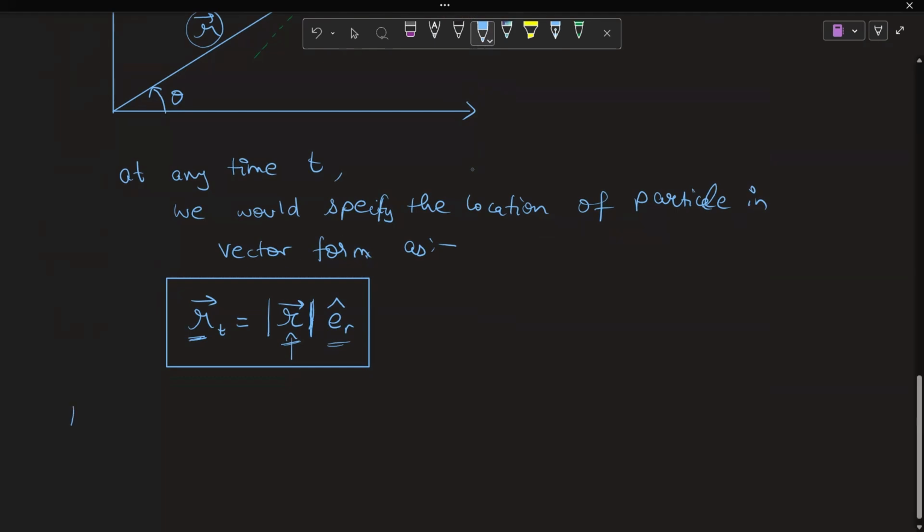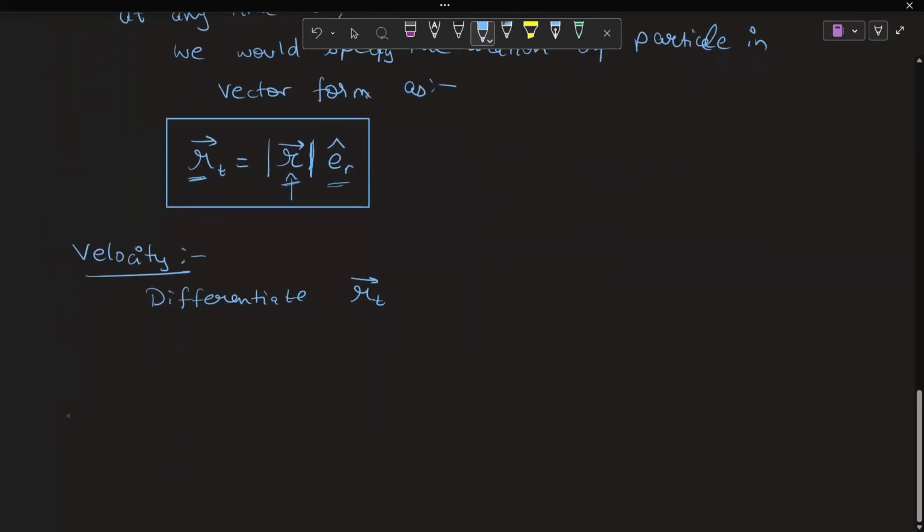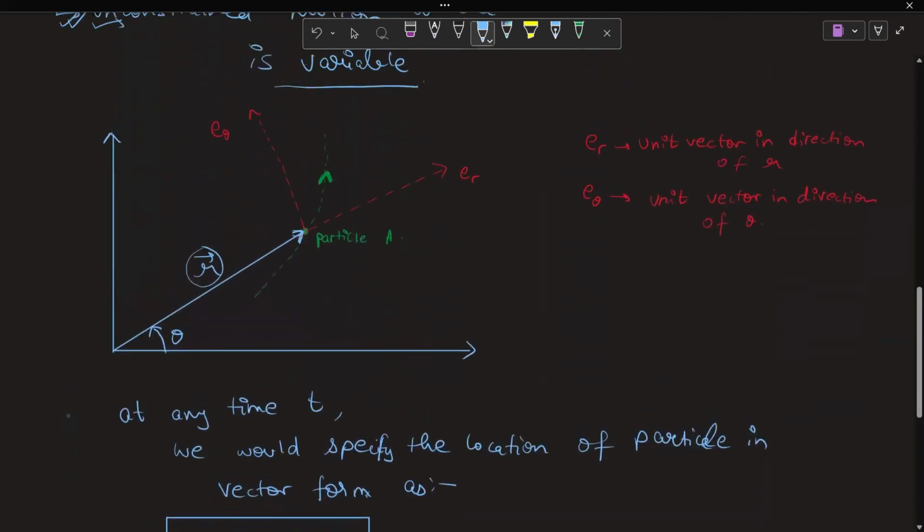Now, to find the velocity, we just have to differentiate r at any time t. But it is not that simple as what we have studied in rectangular xy or n-t. What is the difference here? r at any time t is equal to r naught er dash. Now, let's see this example and study what is the difference.